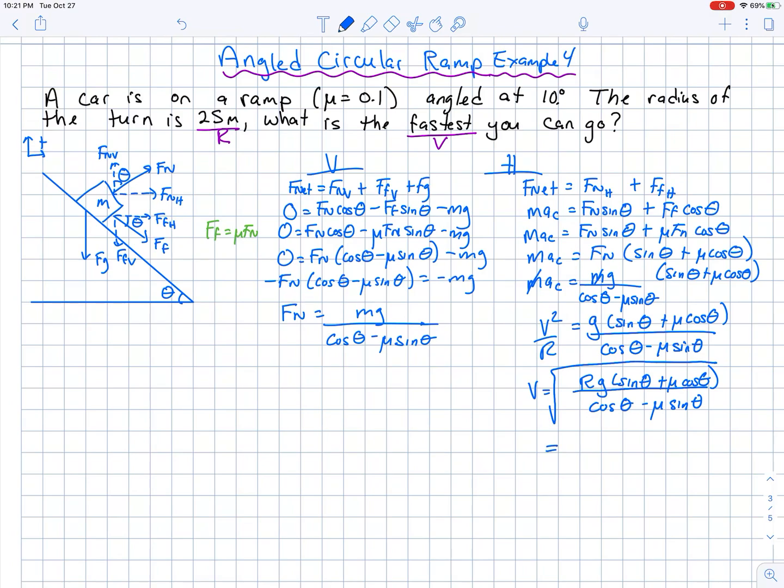So you're going to go ahead and plug in the values that were given in the question, and you're going to plug that all into your calculator, and you should come up with 8.31 meters per second. So introducing friction, this is the fastest that we can go. So now there's a range.